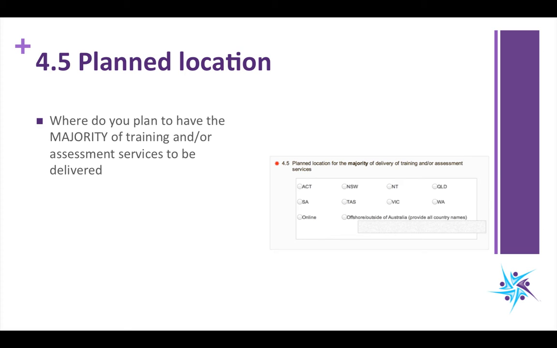So you don't really want them to go to both sites. You want them to only go to one site, particularly for your initial registration. Down the track, when you get set up and you're up and going as an RTO, you might want to change this and add other sites. This doesn't affect how many states you can deliver in. This is just the majority of. So if you want to deliver in other states, that's not going to affect your application. This is just the majority that we're going to be discussing here.